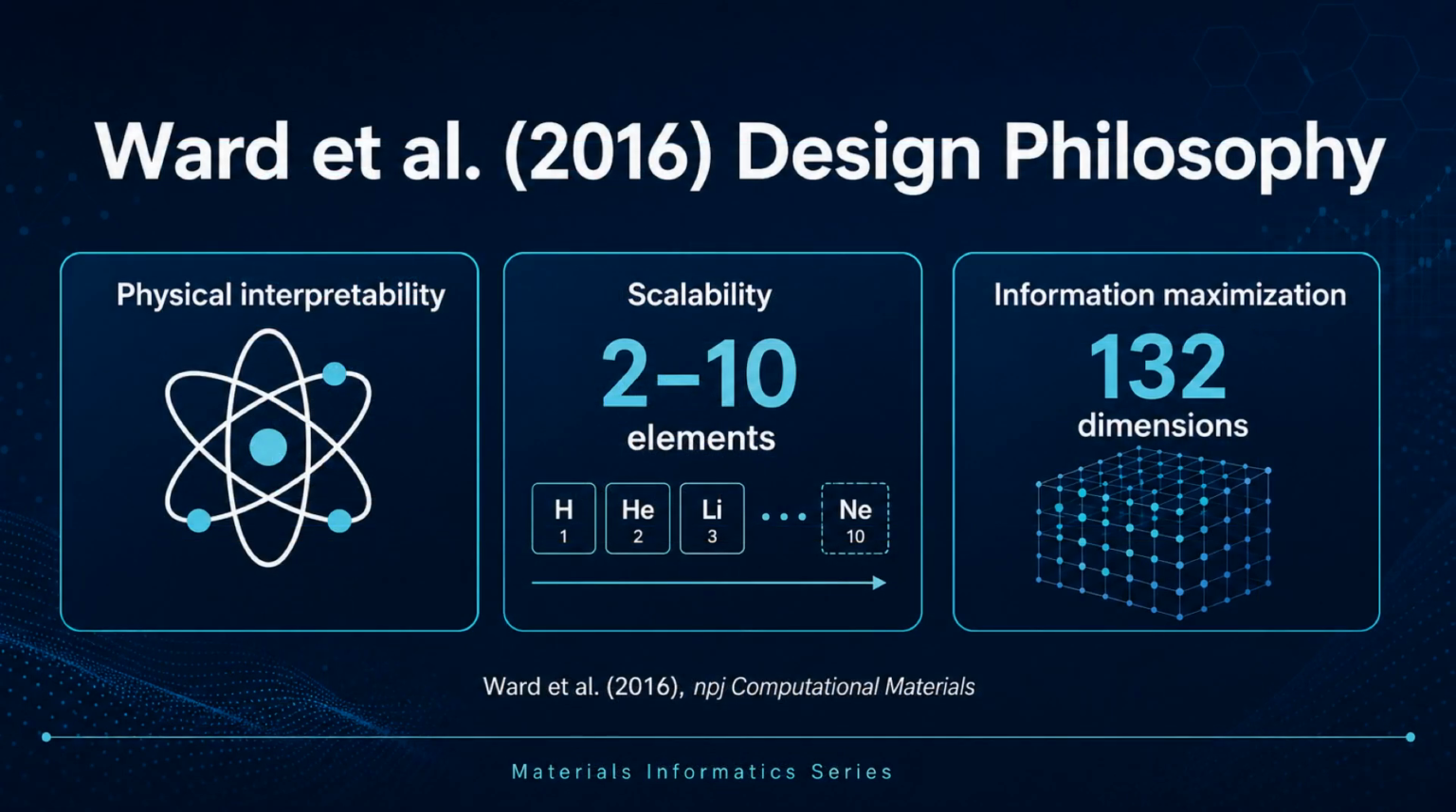The MAGPIE descriptor design is based on three core principles. First, physical interpretability. All features are based on physico-chemical properties of elements, not abstract learned representations. Second, scalability. The same framework applies to any chemical formula with 2 to 10 elements. Third, information maximization. Over 100 dimensions from elemental properties times statistics provides comprehensive description of material space.